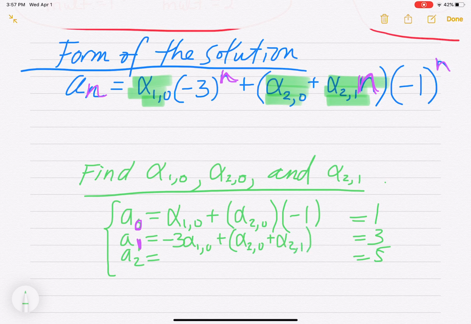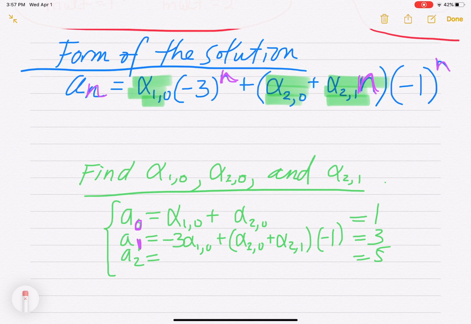And I plug 1 into the power above the negative 1. I'm going to get a negative 1. Oh, wait a second. I have something here I don't need, right? Negative 1 to the 0 power earlier is just going to be 1. So I don't need that. It's just going to be alpha 2,0. Okay, messed up. And when we plugged in 0 earlier for a sub 0, negative 1 to the 0 is just 1.